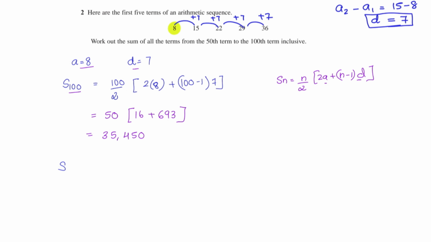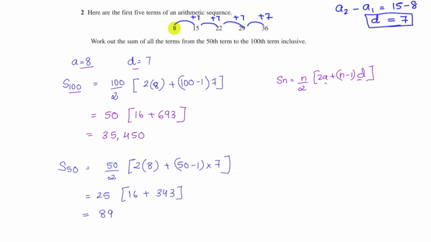Now in order to calculate S50, the sum of first 50 terms, so 50 divided by 2, that is 25, into 2 into 8 plus 50 minus 1 into 7. Now solving this, 49 into 7 is 343. On calculating this, I get 8975. 8975 is the value for S50.